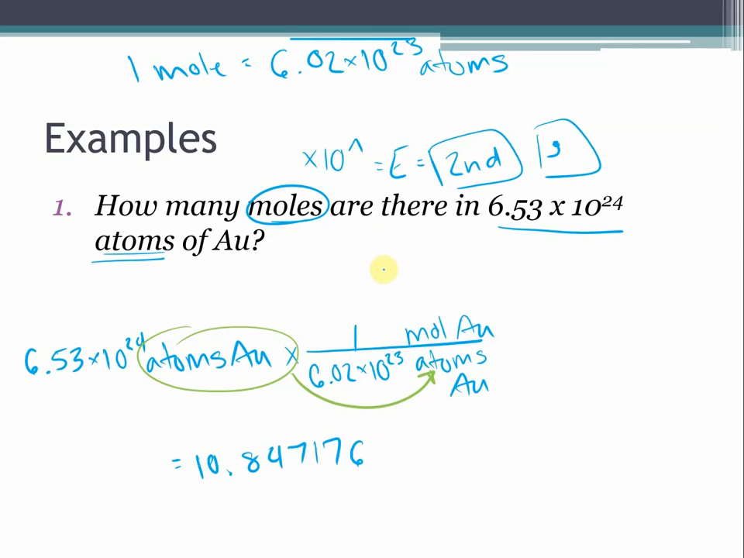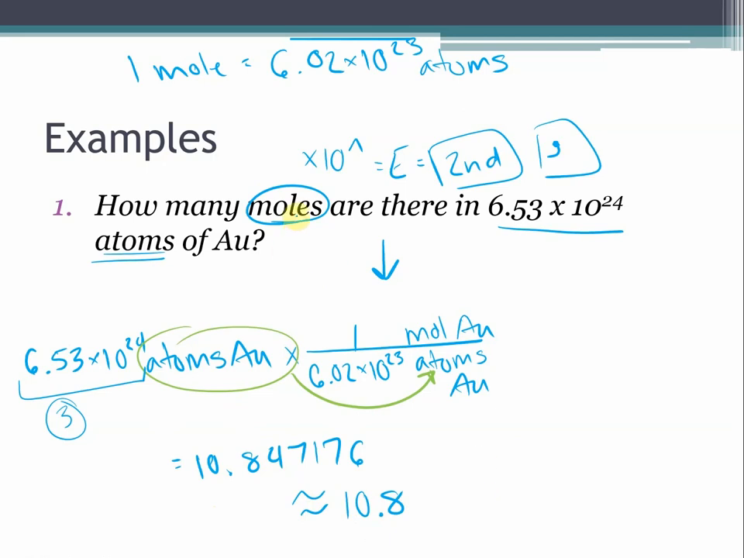Remember that this fraction here is a conversion factor, and if it's a conversion factor, it does not affect your significant figures. So the only number that affects our significant figures is this one right here. We started with 3 sig figs. We did a little multiplication. We need to end with 3 sig figs. So this answer is going to round and become 10.8. So that is our number.